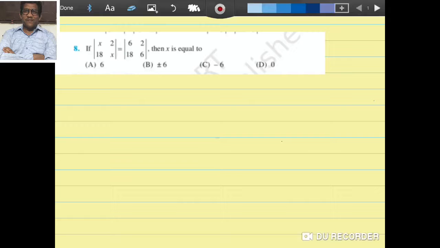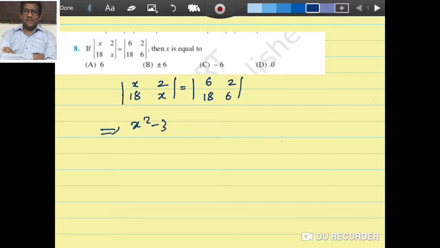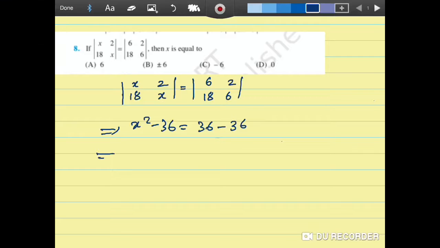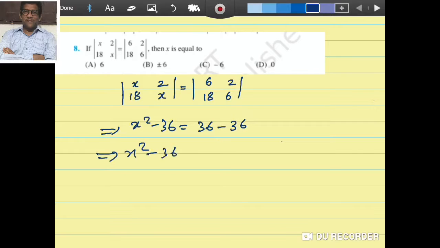Question number 8. We have to find the value of x. It is given that two determinants are equal. So here we get x square minus 36 is equal to 36 minus 36. That is x square minus 36 is equal to 0. This implies that x square is equal to 36. This gives x is equal to plus minus 6.